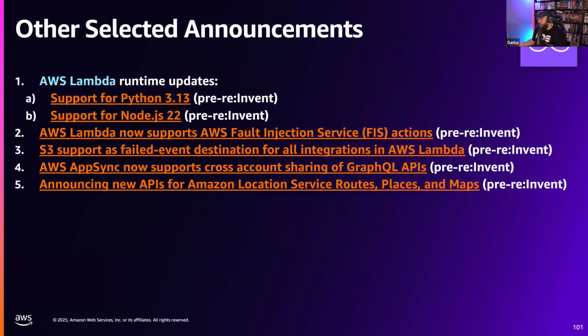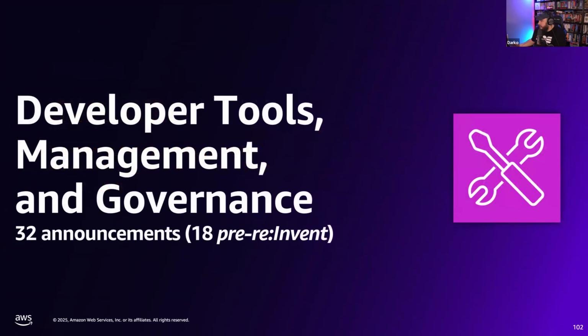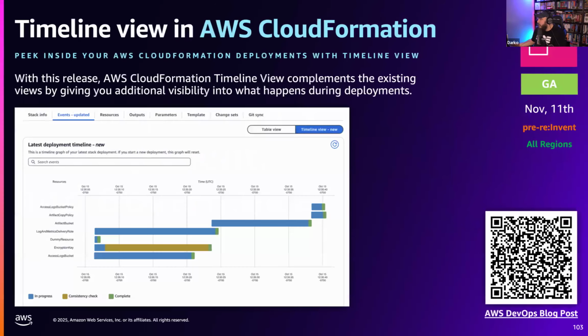A couple of other things. We support Python 3.13, Node.js 22, a bunch of stuff. Lambda supports FIS actions, Fault Injection Simulator. Yeah, a bunch of additional features. And I think this is the last segment: developer tools and management and governance. So let's go through this.